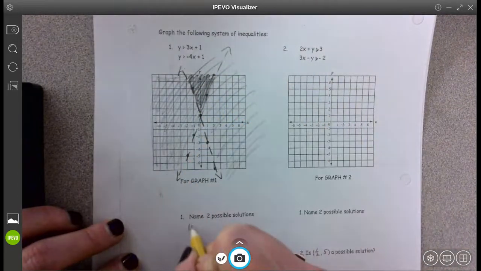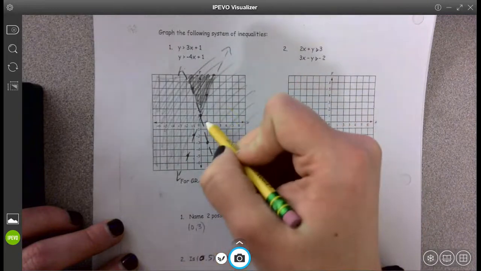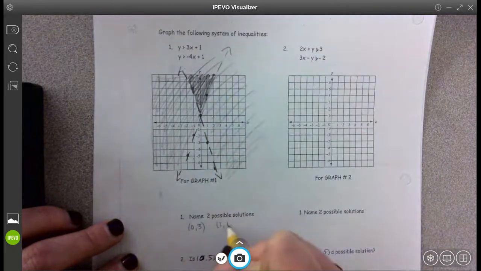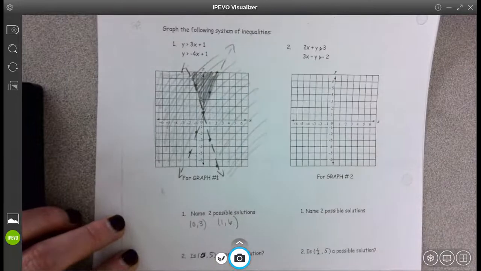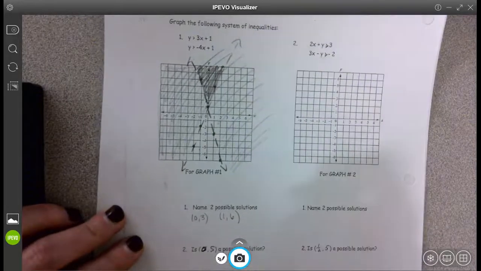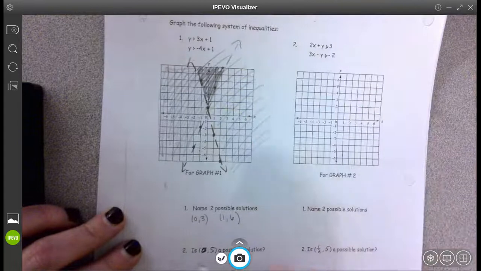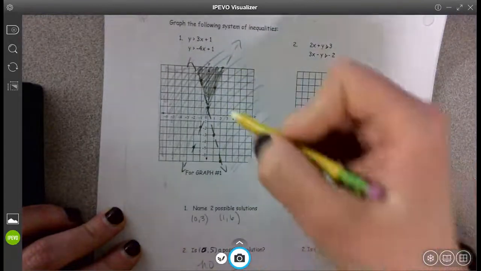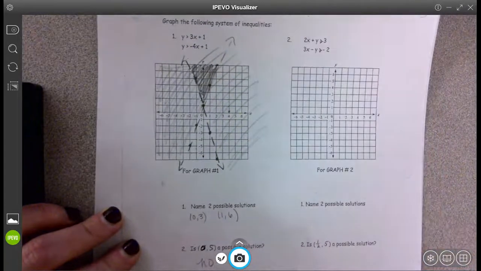So 0, 3, 1, 6. Okay. Is 0, 5 a solution? No. Is 4, 0 a solution? No, it has to be for both.